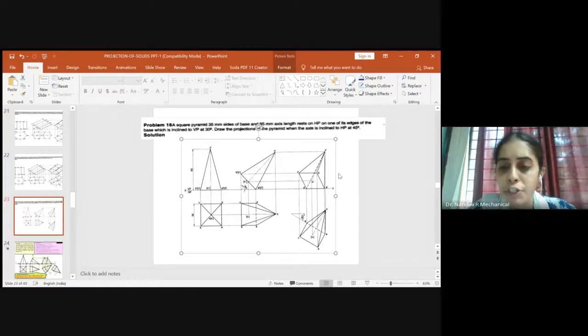After taking the projections, you will read the locus. This is the locus of A, which is meeting A dash at this point. This is our A dash. Locus of B is meeting B dash at this point. This is our B dash. Locus of D is meeting D dash at this point. This is our D dash. Locus of C is meeting C dash at this point. This is our C dash. So you will join A dash to B dash, B dash to C dash to D dash. So this will be our square base.